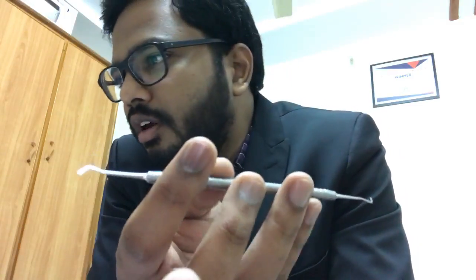Yeah, it's not a round condenser. Okay, it appears like a cylindrical condenser, but yeah, this is enamel hatchet. So enamel hatchet, yeah, the tip is not clear, as I can understand. Even I can see the same, the tip is not so clear. Yeah, this is an enamel hatchet.